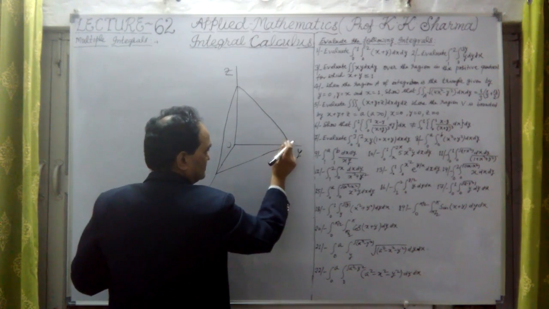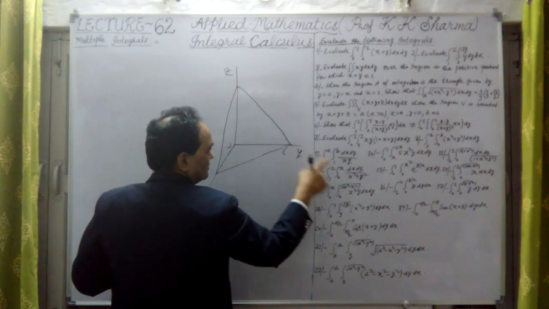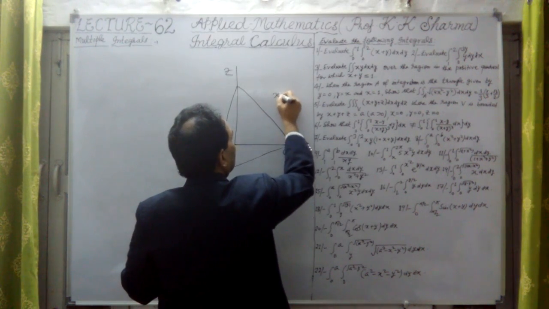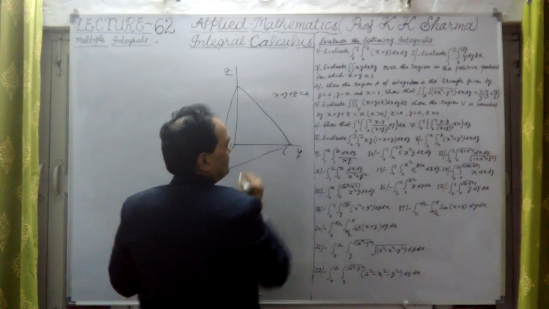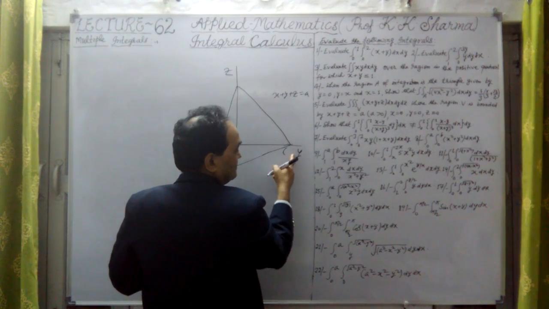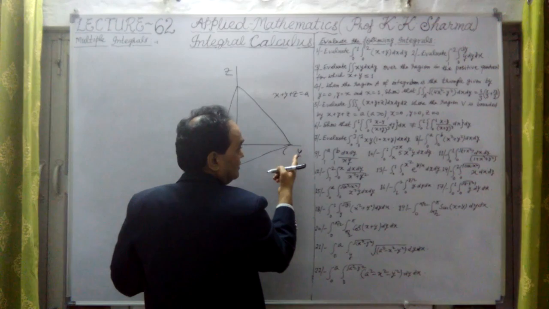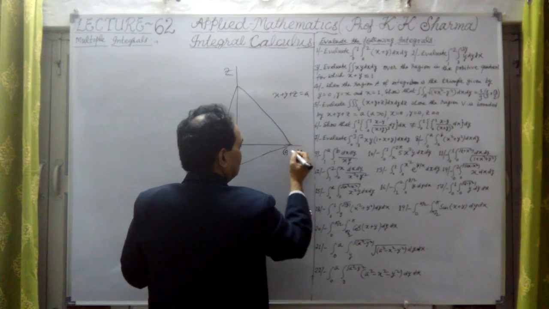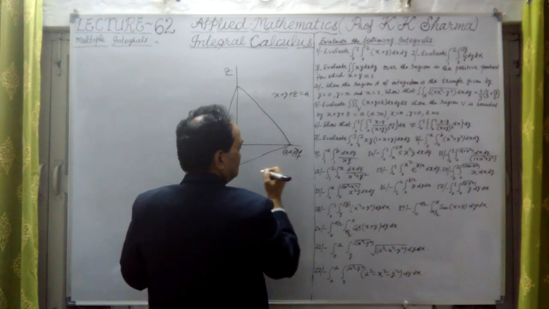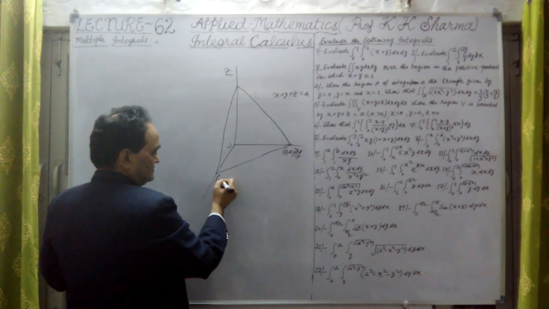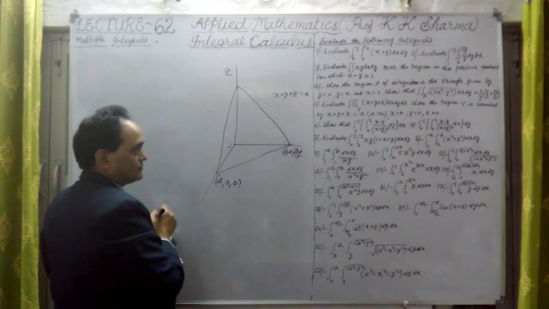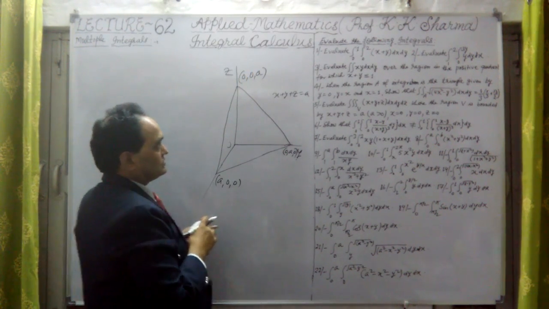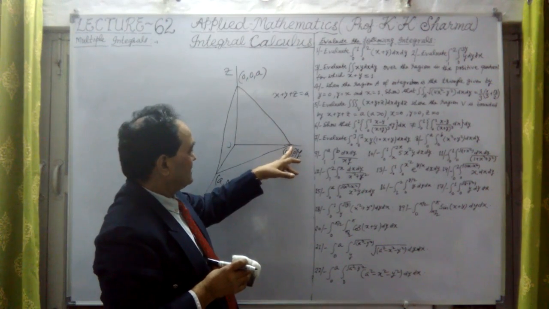At the y-axis, we know that z is 0. What are the points here? If I substitute in x plus y plus z equal to a, at the y-axis z is 0 and x is 0, so the point is 0, a, 0. At the x-axis it is a, 0, 0. And at z it is 0, 0, a. So these are the points of the tetrahedron on the given axes.